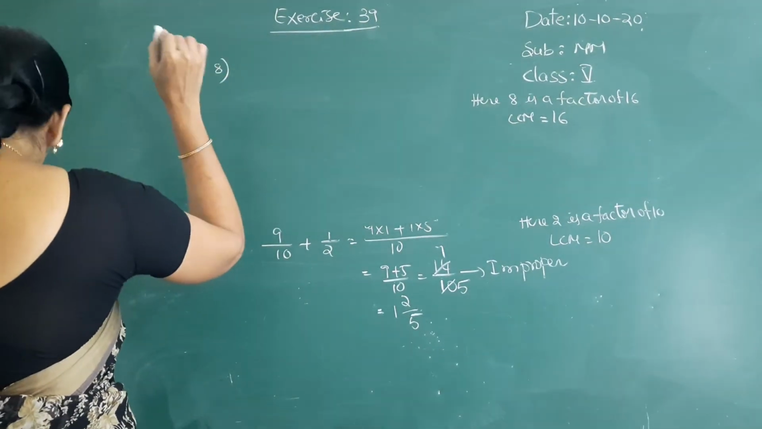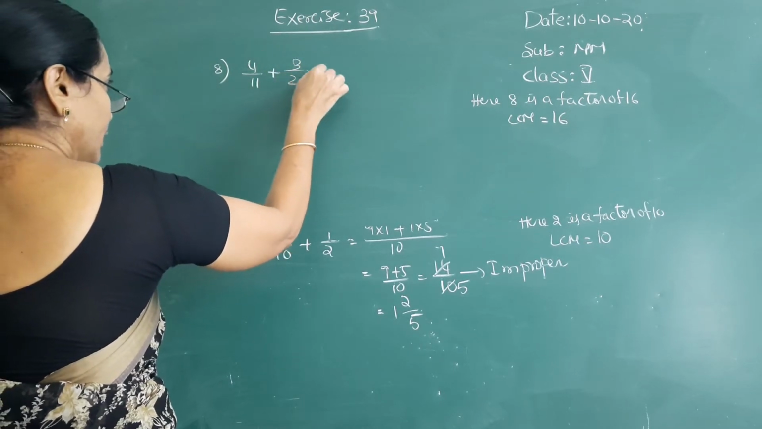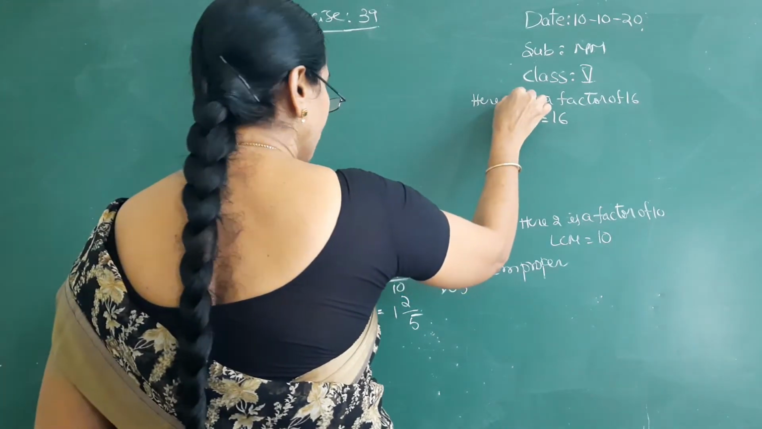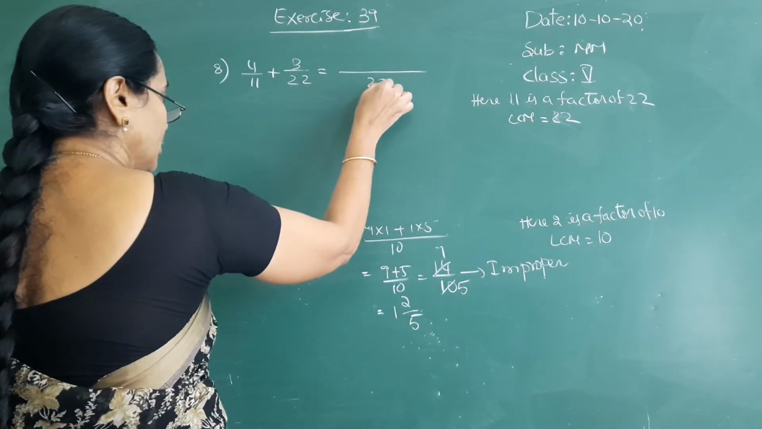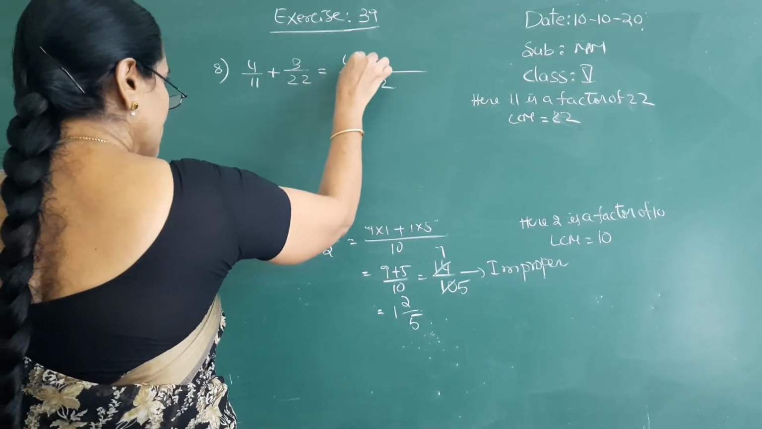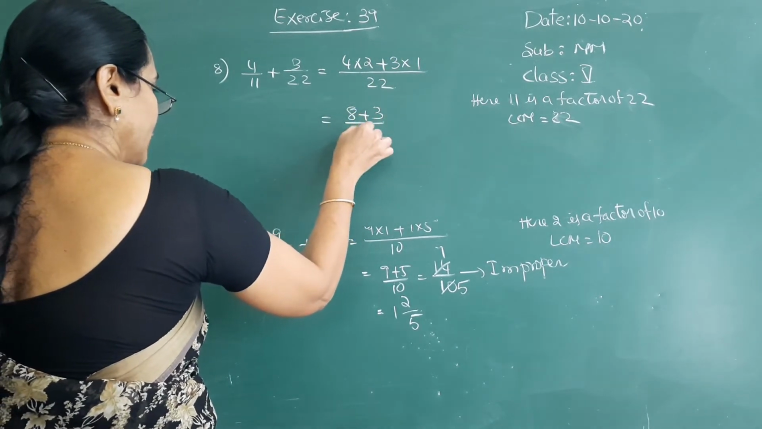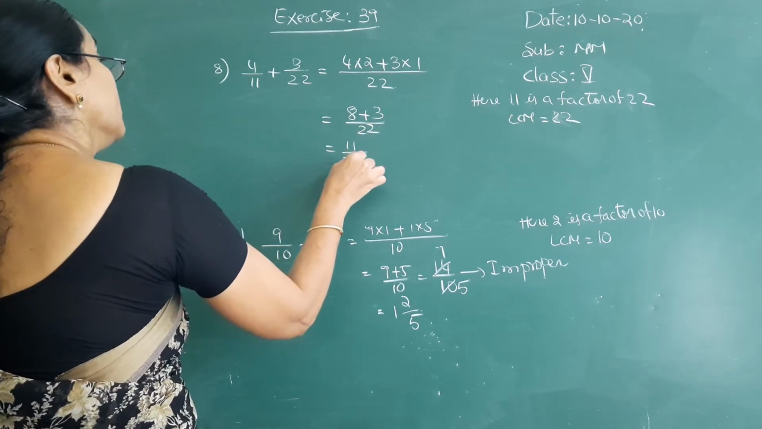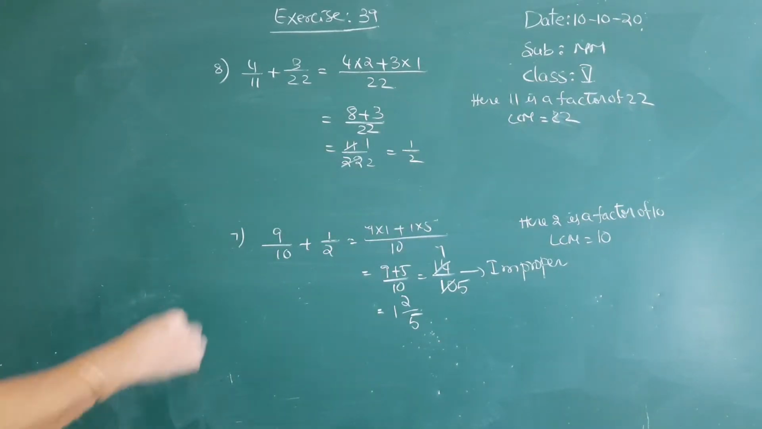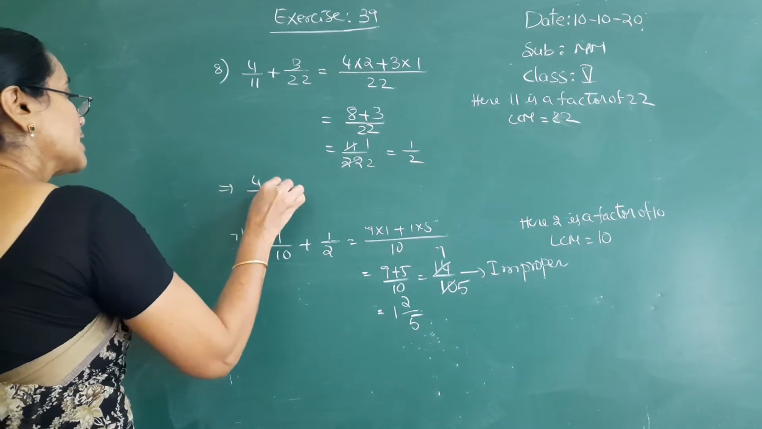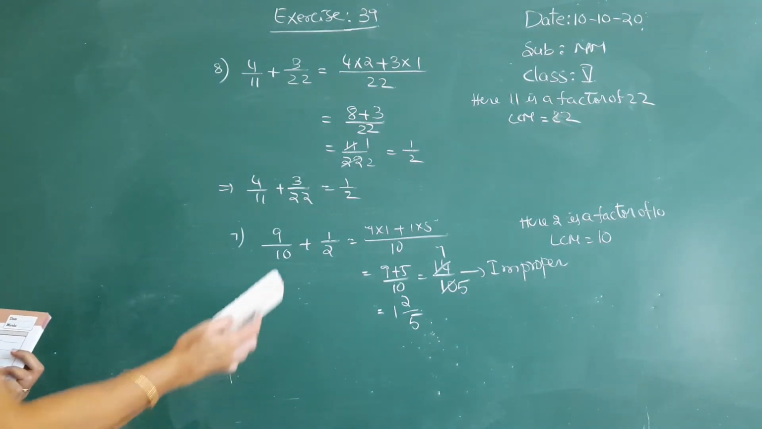Eighth problem. 4 by 11 plus 3 by 22. Here also 11 is a factor of 22. So the LCM is 22. Okay. So write down the LCM as the denominator. 11 2s are 22, that is 4 into 2. 22 1s, 3 into 1. 8 plus 3 by 22. So that is 11 by 22. 11 1s are 11, 11 2s are 22. That is 1 by 2. You have to convert the answer into simplest form. That is 4 by 11 plus 3 by 22 is equal to 1 by 2.